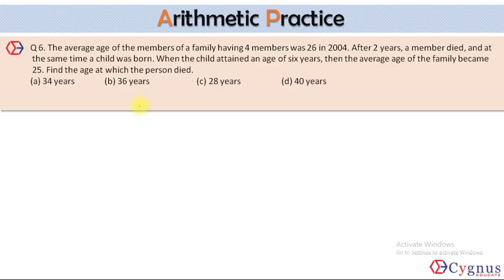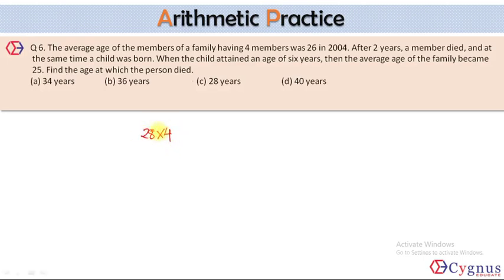The average age of a family having 4 members was 26 in 2004. After 2 years, a member died. That means in the year 2006, the average age should become 28, of how many members? 4.